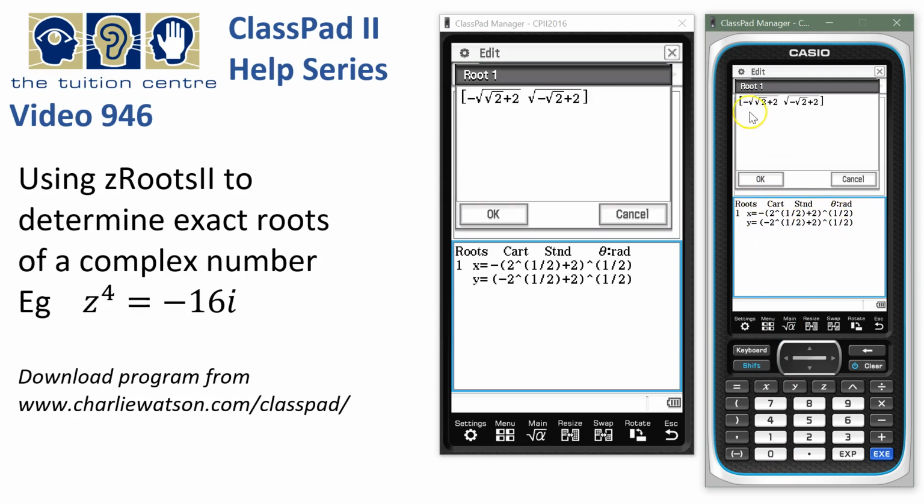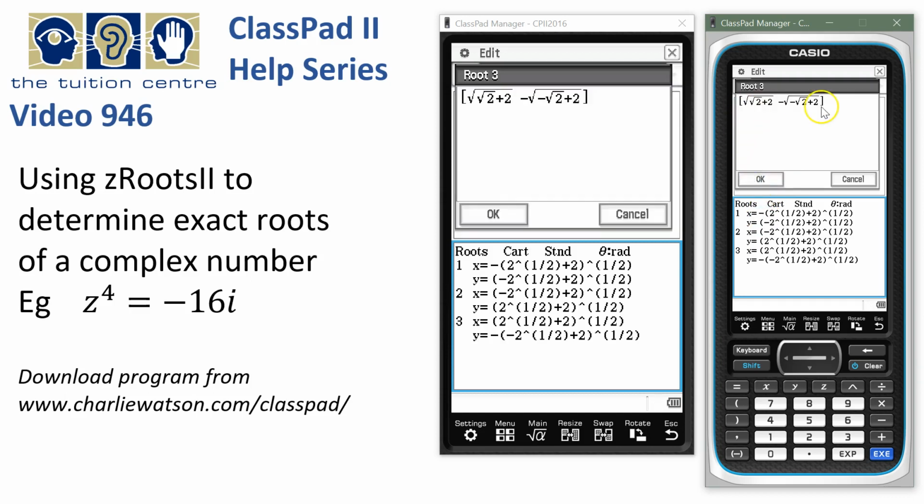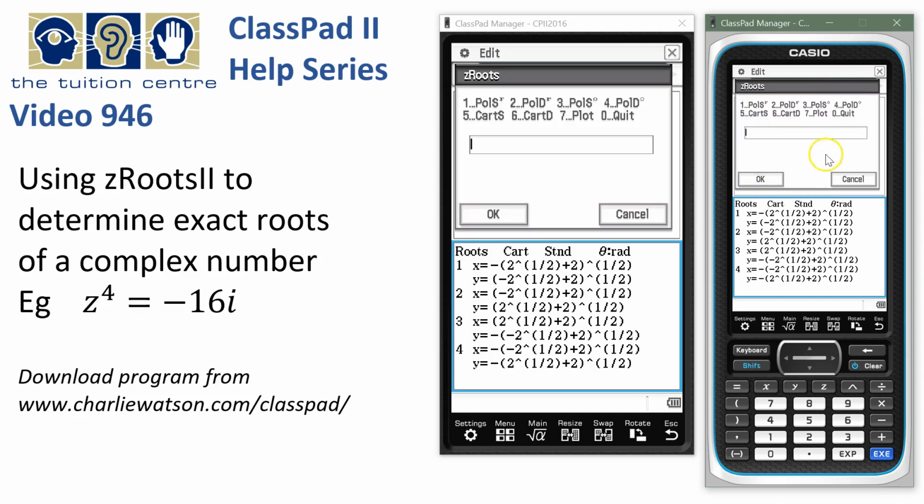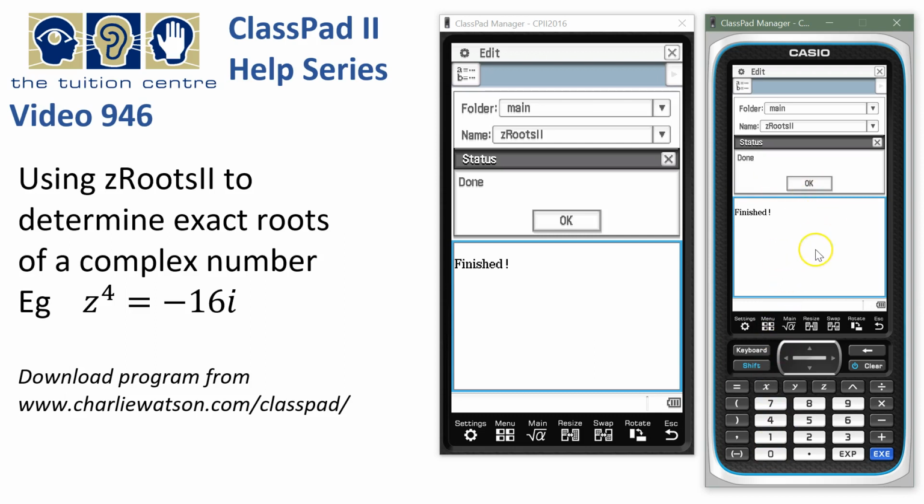This actually means, well, whatever you can see there. Here's the real, and here's the imaginary part. OK gives us the next one. OK gives us the next one, and OK gives us the next one. Just keep an eye on these little fellas. There's a root of root 2 plus 2 and some signs going on there. Anyway, when we're finished, we hit 0 and quit. I hope you enjoy the program.